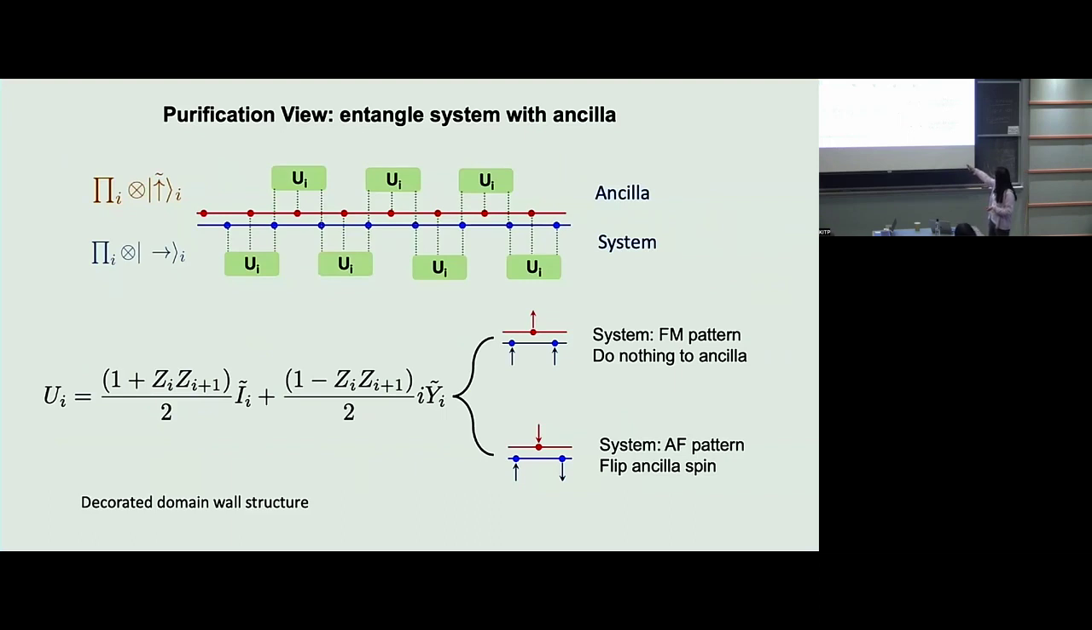Something like I measure these two blue spins from the system. If they are parallel to each other, then the red spin coming from the ancillary in between remains up. If they're anti-parallel to each other, then I flip it to the down direction. So this is a one-step unitary gate acting on every three-site cluster.